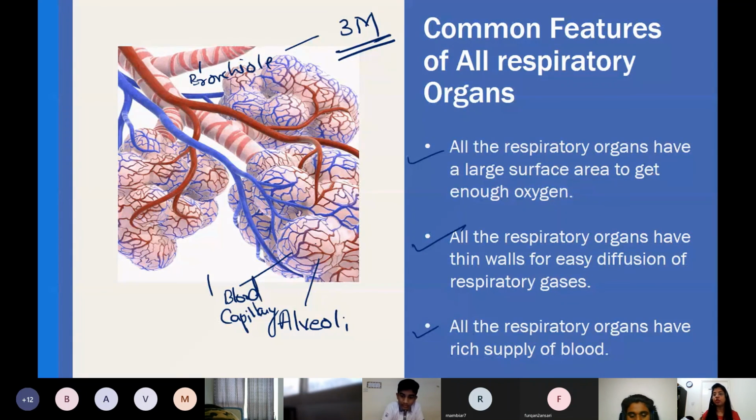So what are the common features of all respiratory organs? Number one, they have a large surface area. Then they have a thin wall to create easy diffusion. And third, they have a rich supply of blood.